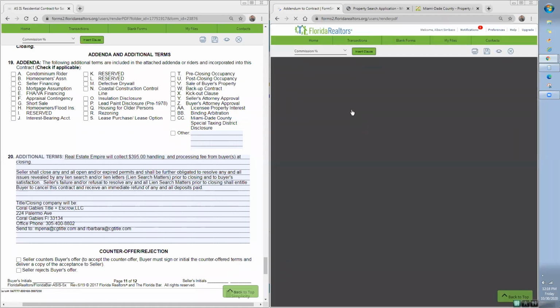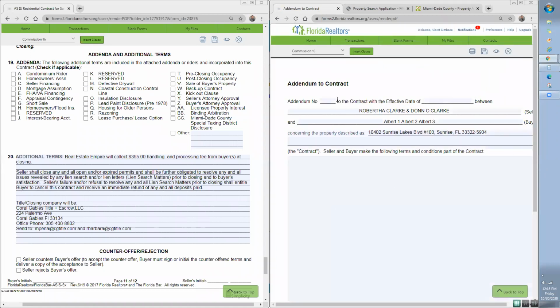And you'll notice that this page is completely blank. All it has is what number addendum is it? Is this the first addendum? You're going to put first addendum with the effective date of whenever the contract date became effective. Okay. It's going to have the seller, the buyer, the address of the property. And then this is all blank. You can write whatever it is that you're looking to write here as an addendum.